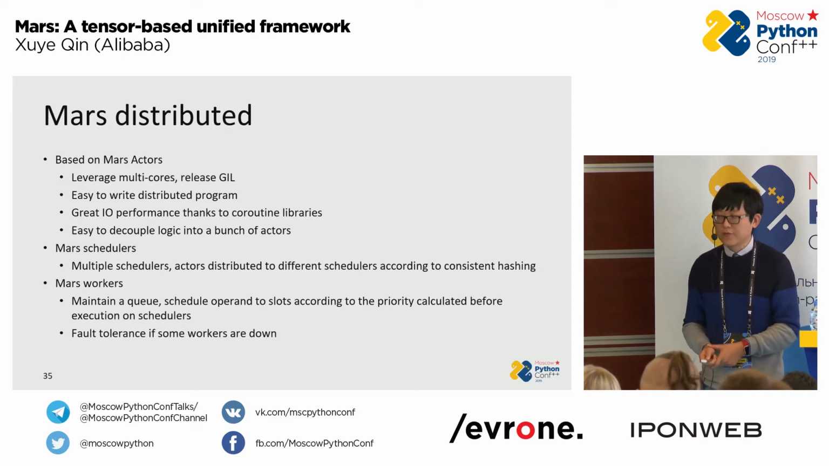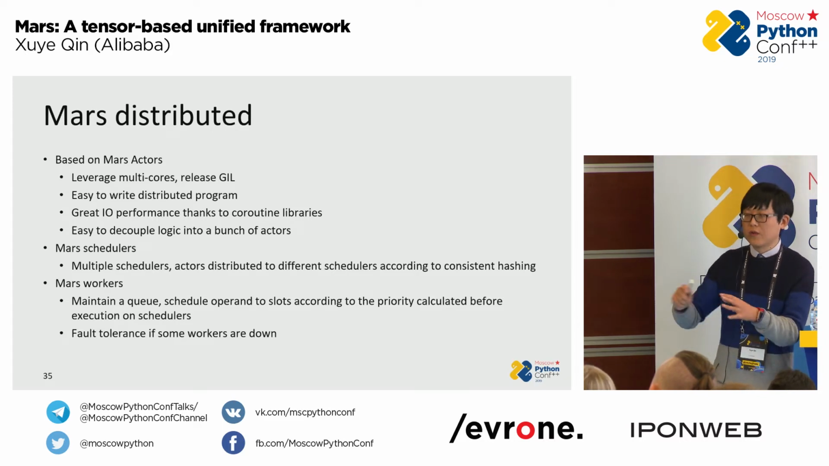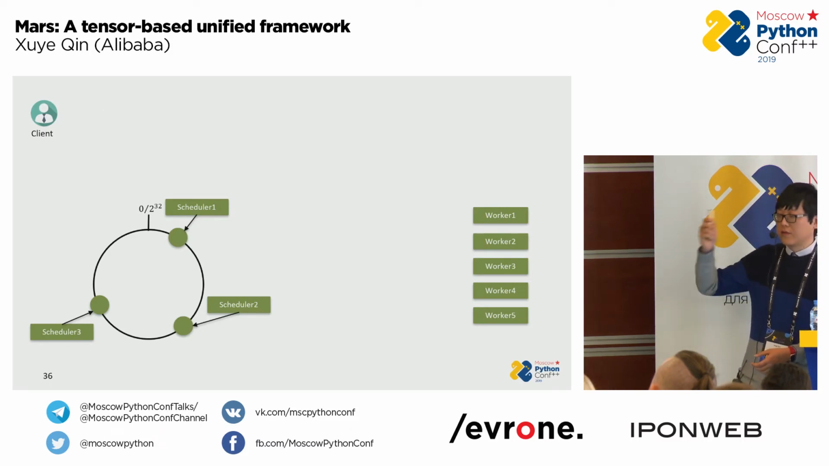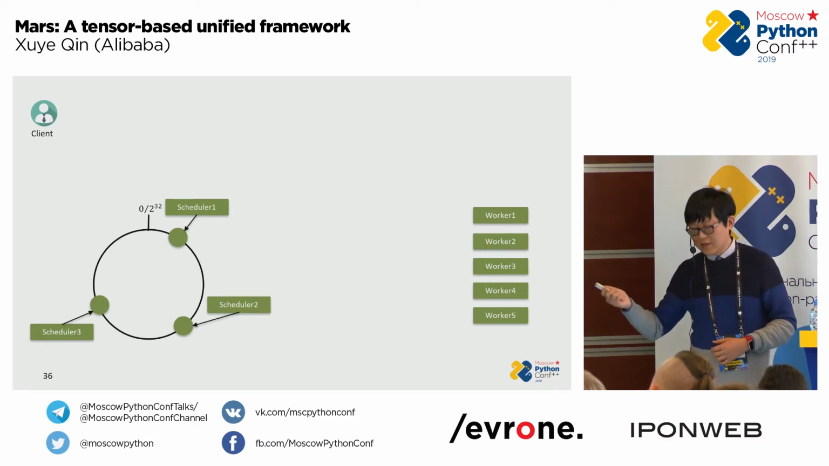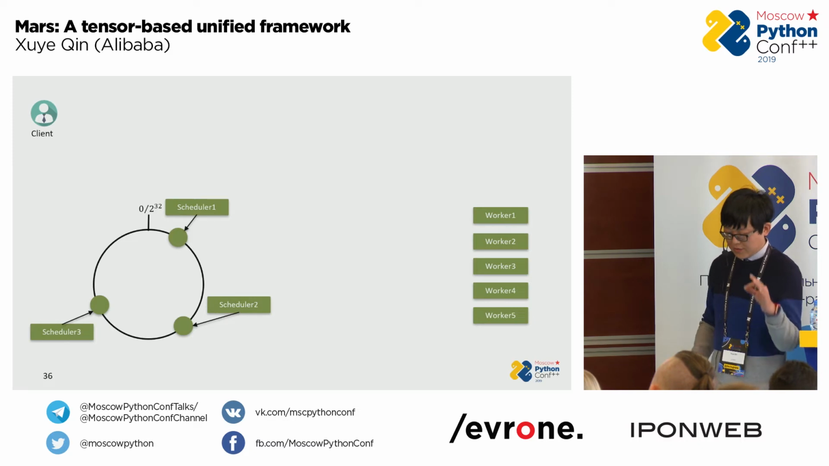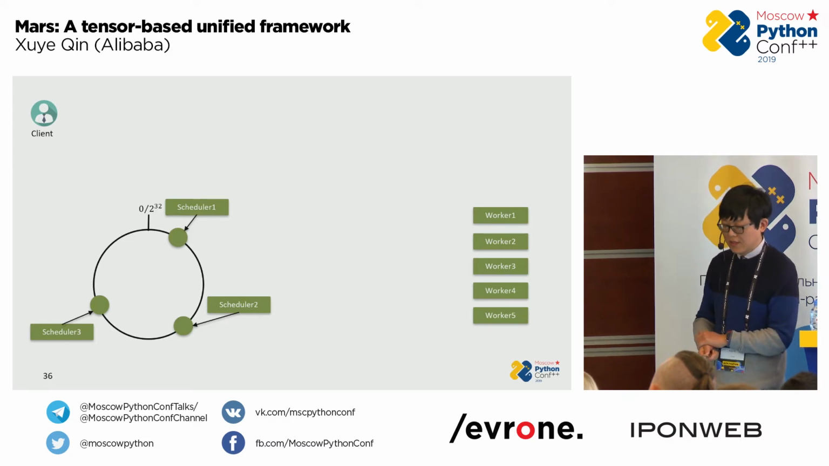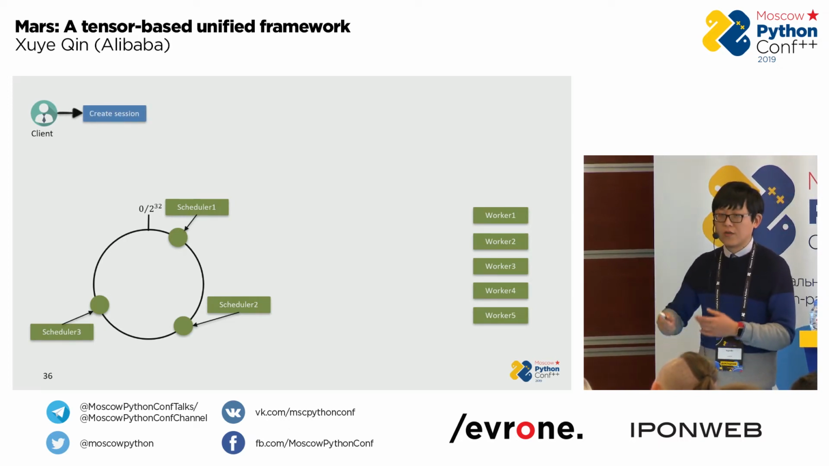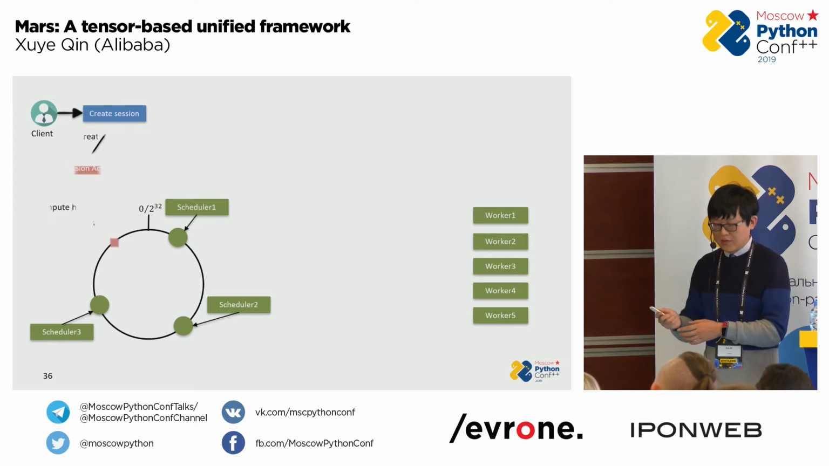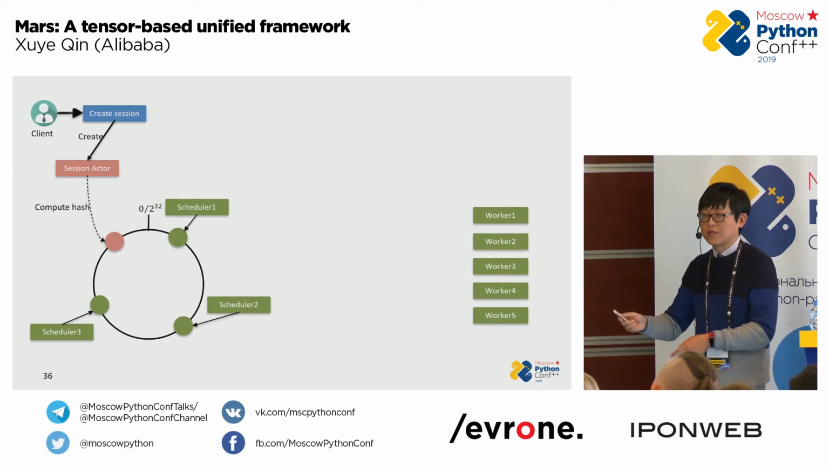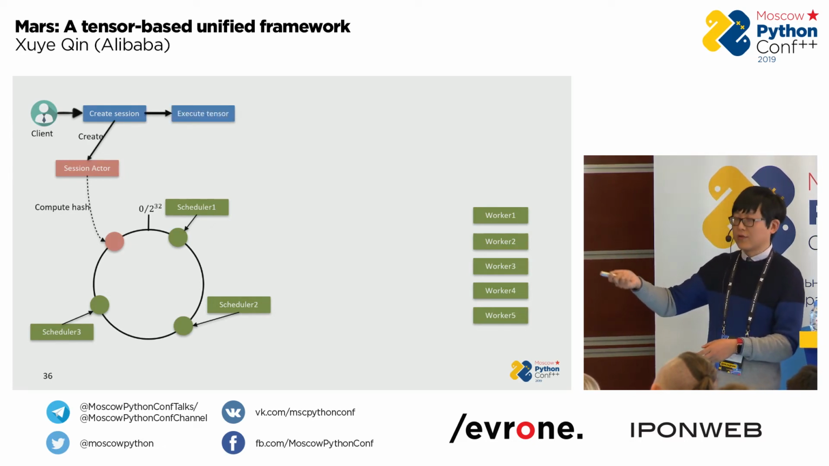And we also support fault tolerance. That is very important because if one worker is down, we don't want the whole computation to fail. So here we can look at the life cycle of a task. Here we assume we have one client and 3 schedulers connected with consistent hashing and 5 workers. The client can create a session implicitly or explicitly, and it will create a session actor on the first scheduler according to the consistent hashing, and then the user executes a tensor.